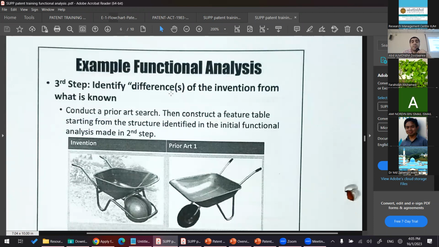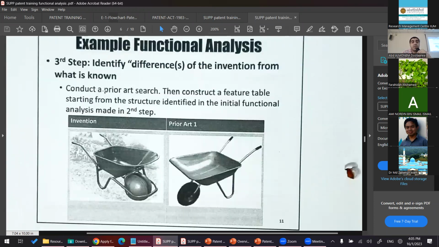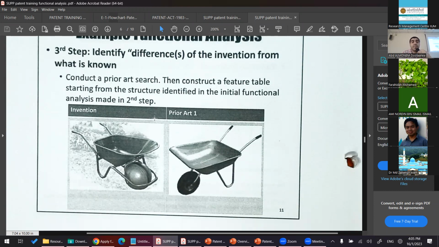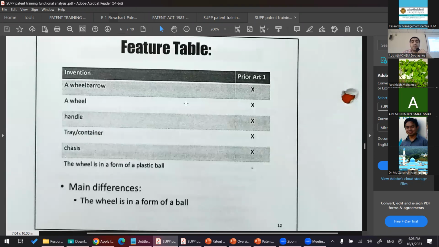Identify the difference from what is known. So conduct a prior art search and find this one. Construct the feature table. Okay, so this is the feature table.